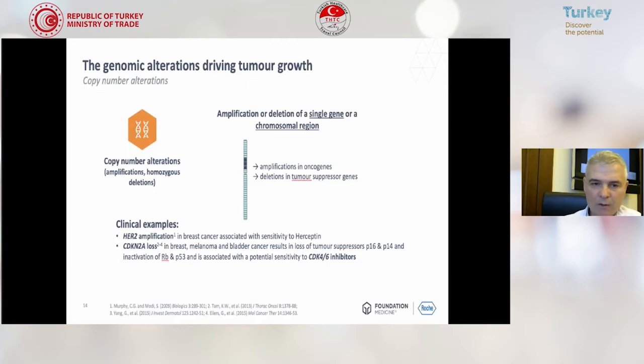So sometimes we see copy number alterations. If there is a copy number alteration, for example in breast cancer, which is called HER2 amplification, we can test this with different methods, also with next generation sequencing methods. So we can give Herceptin to breast cancer. This is literally called tailored medicine or precision medicine.